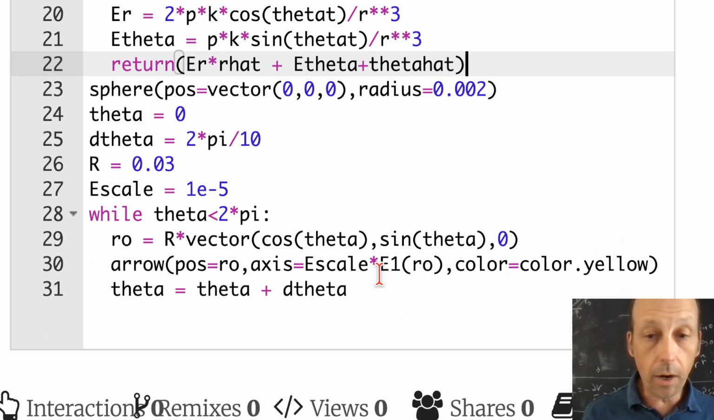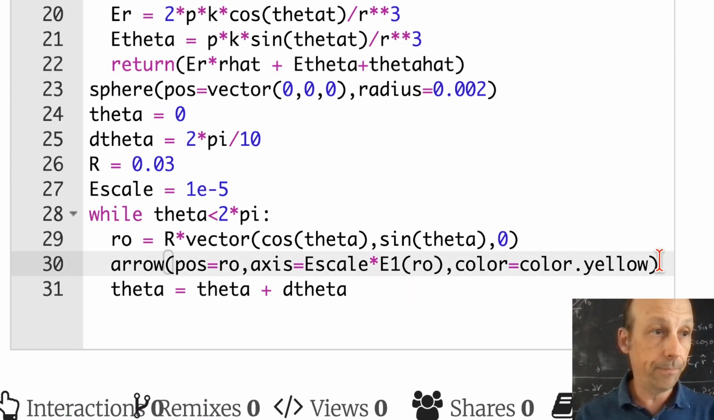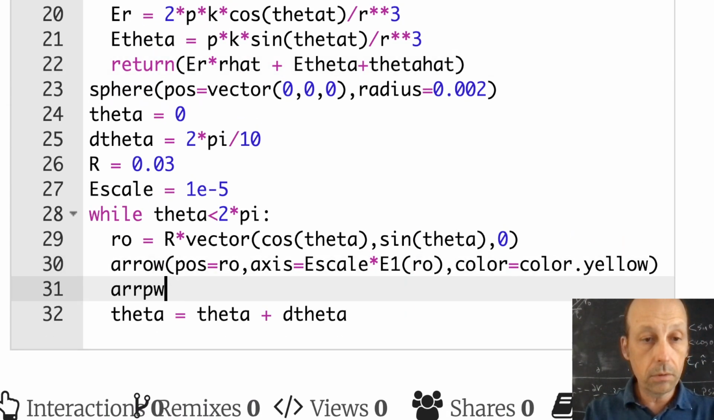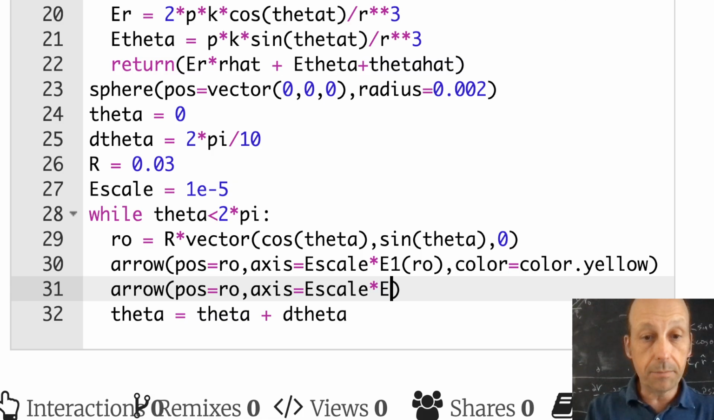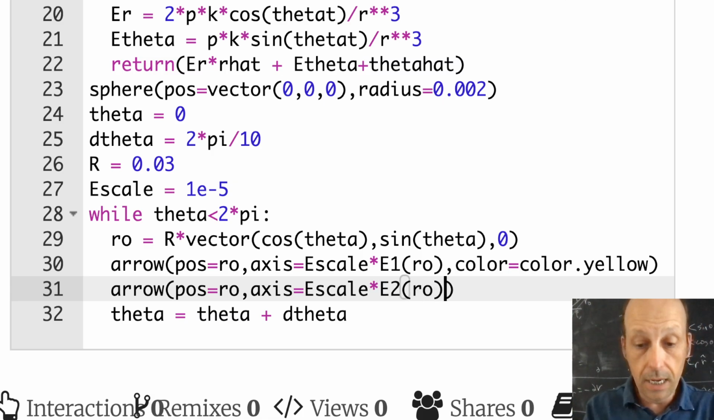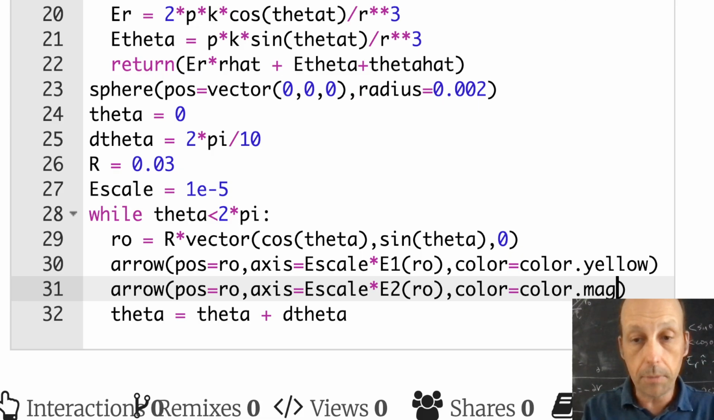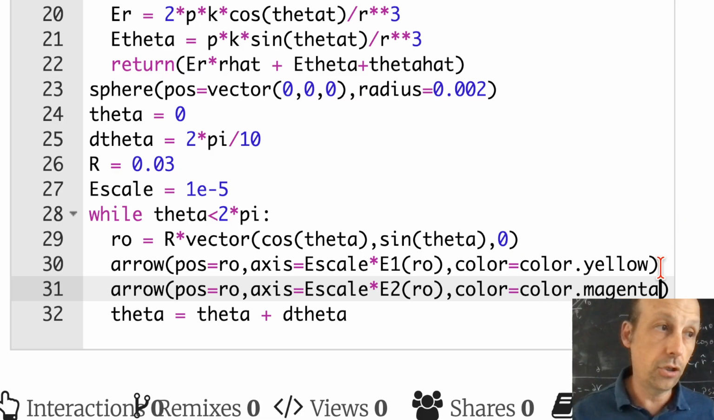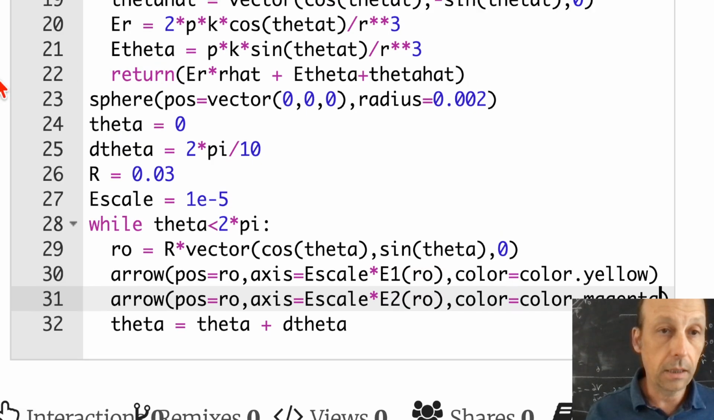Okay, so now I'm going to make a second arrow down here. Arrow, pos equals r_o. Axis is going to be E_scale times E2 of r_o, right? So I'm using the other method to calculate this one. And let's make it a different color. Color equals color.magenta. And that should do it. We should be done. Let's run it.